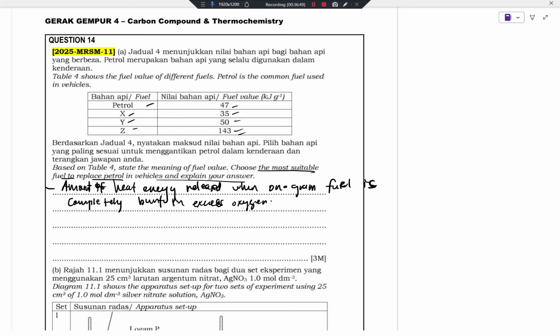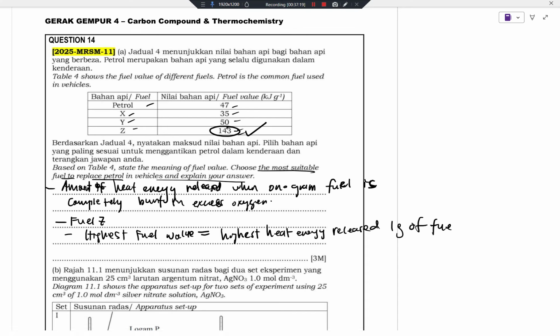Okay, so choose the most suitable fuel to replace petrol in vehicle. Petrol நம்ம replace பண்ணோம்னா we choose the fuel Z lah, which got highest fuel value. Fuel Z, okay, ஏன்னா highest fuel value. What you mean by that? அது ரொம்ப முக்கியம். That means highest heat energy release when 1 gram of fuel is burned. என்னோட இது ரொம்ப கஷ்டா பண்ணுது கிராஃபிக் டேபிள்.